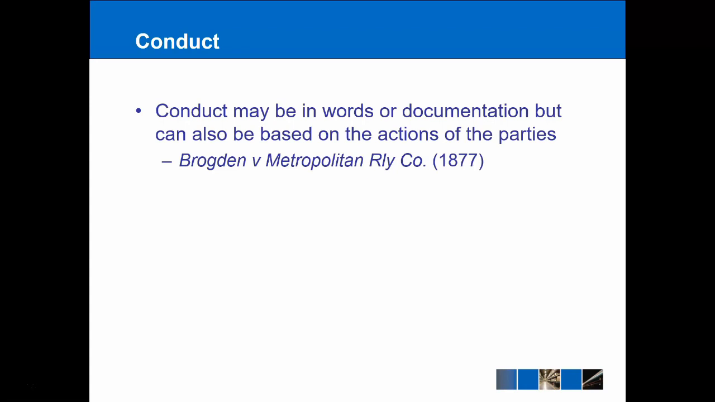So in Brogden and Metropolitan Rly Co, we had two companies that had an unspoken agreement between them, and then there was the formalisation of that agreement into a contract, and it came up whether the contract had actually been accepted by one of the parties. And the evidence that was presented in court was that the two companies essentially carried on acting as if there had been an acceptance of the agreement. And so it was accepted that there could actually be an acceptance of an offer simply by the conduct of the parties, even if there hadn't been any spoken or written acceptance itself.